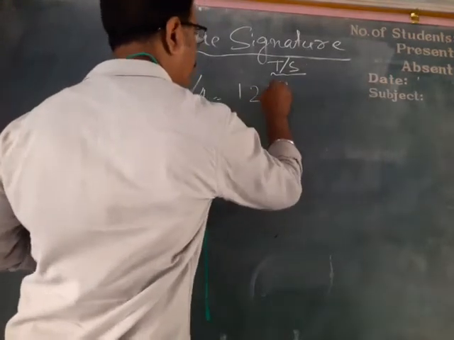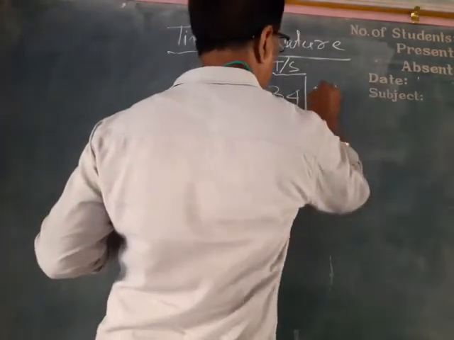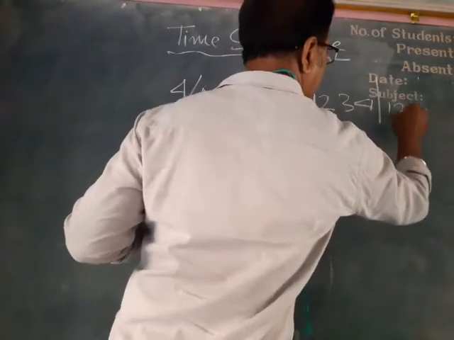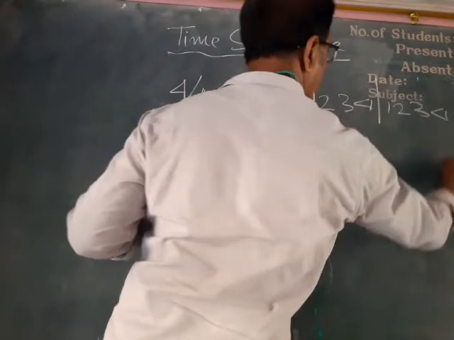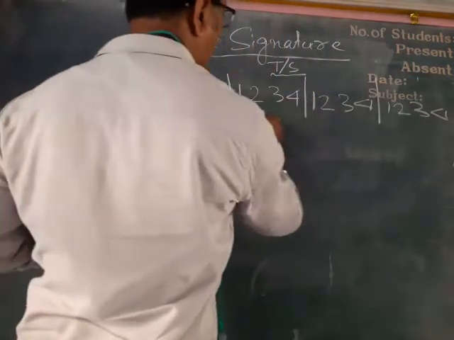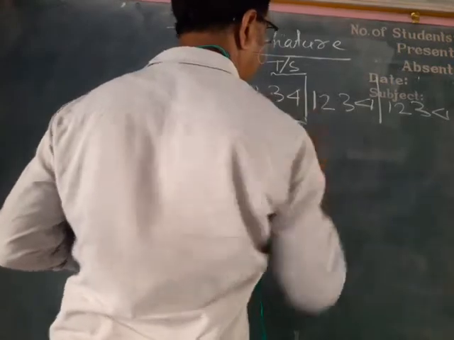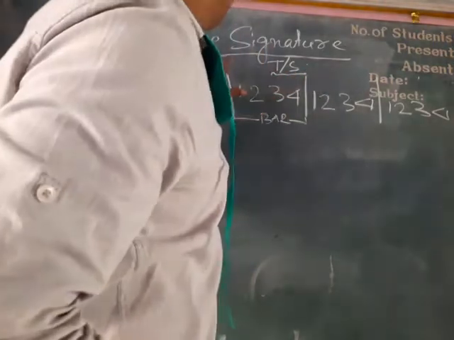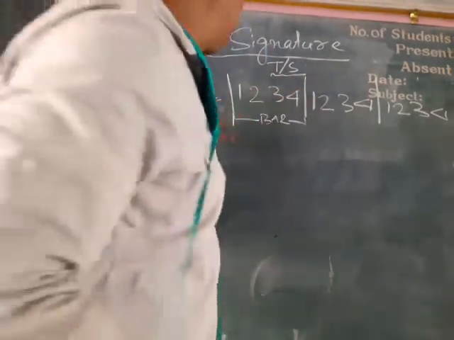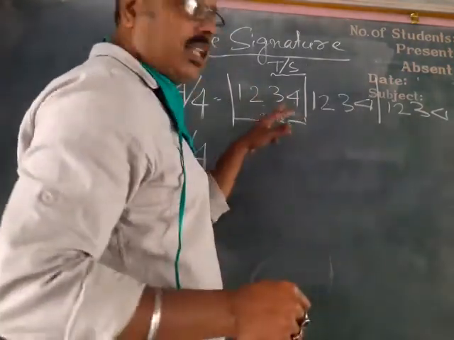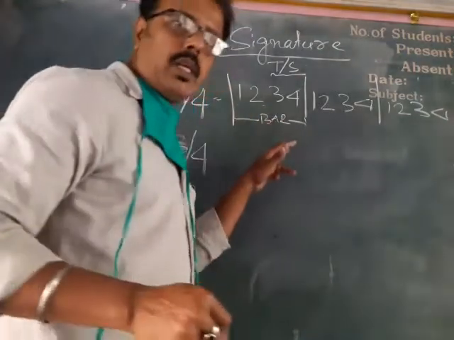How to count 4/4? 1, 2, 3, 4. 1, 2, 3, 4. 1, 2, 3, 4. What is this? This is called a bar. It is the space in between two straight lines. This space is called a bar. When you have 4 notes in a bar, that is the time signature of 4 counts.